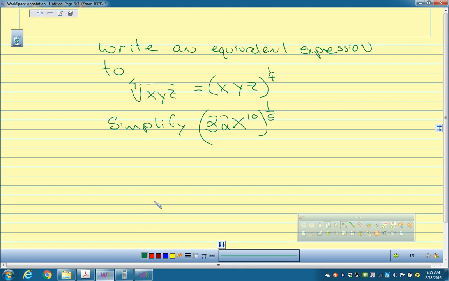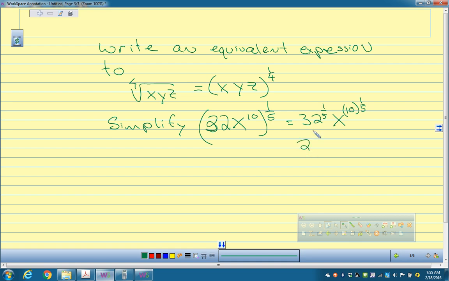Anyone know how to deal with that? That's a 32. If I did this, I'm going to give you an example and then I'll let you work on it. It would be 32 raised to the 1/5 power times x raised to the 10 times 1/5. Remember the rules of exponents? If you're raising a power to a power, you multiply the exponents. Who can tell me what 32 to the 1/5 is?